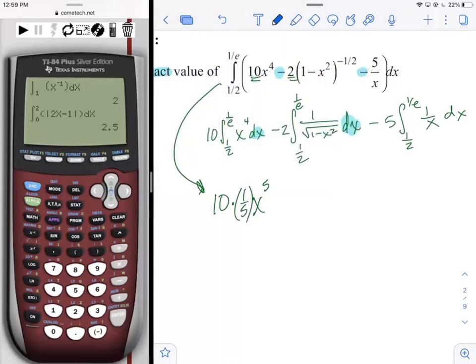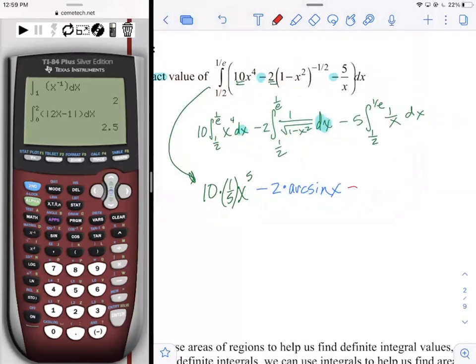Second term. All right. Minus 2, you go along for the ride. Oh, that's the same as 1 over the square root of 1 minus x squared, which is the derivative of, again, arc sine of x. Good. Okay, I got that. And then the next term, it's minus 5 over x. Well, that's just minus 5 times the natural log of the absolute value of x.